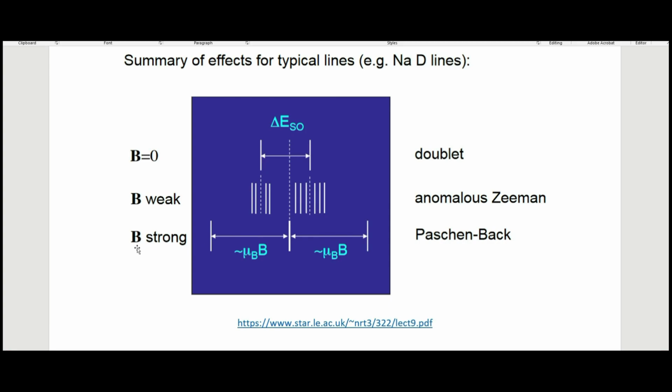But then when we get to the strong field Zeeman effect, or the Paschen-Back effect, we sort of lose this spin-orbit coupling separation going on here, because that is the perturbation now to our Zeeman effect Hamiltonian. And we end up with these three lines that look like this.